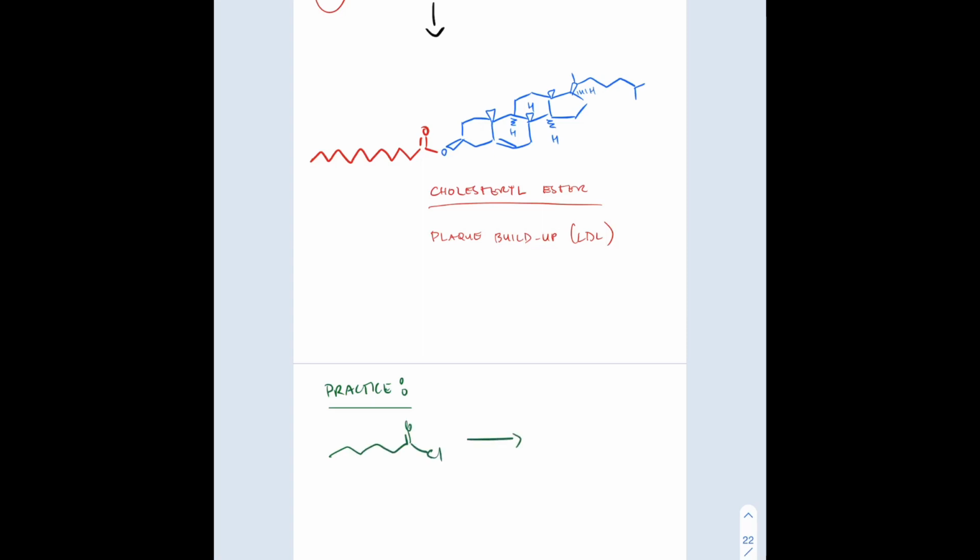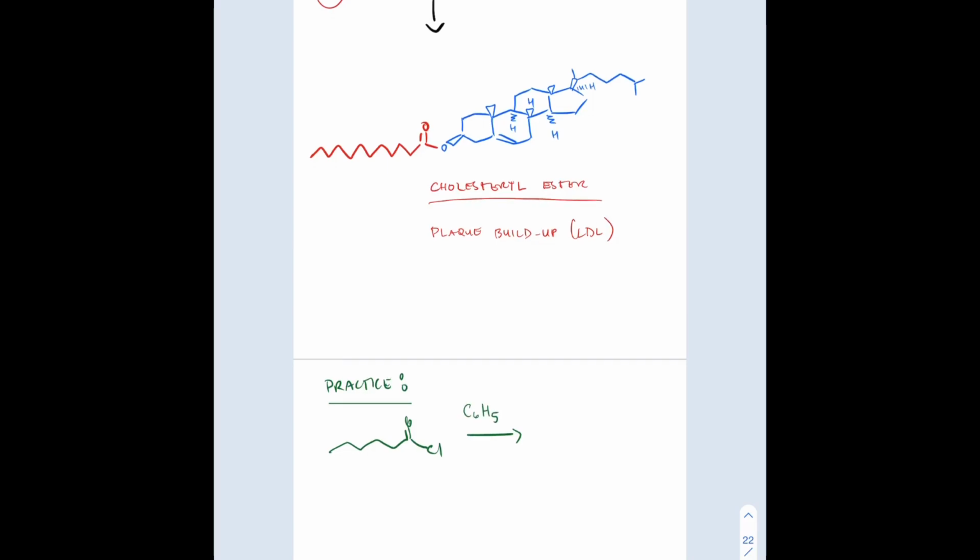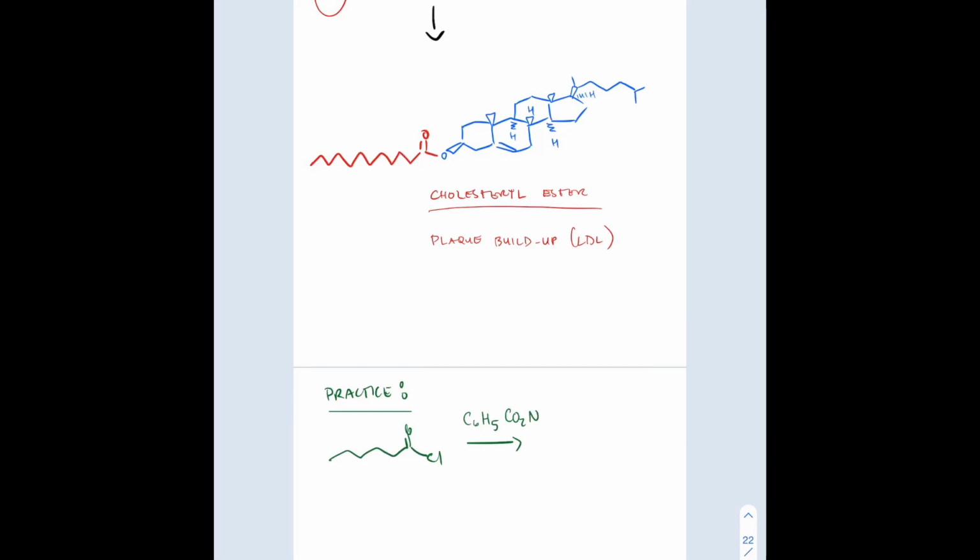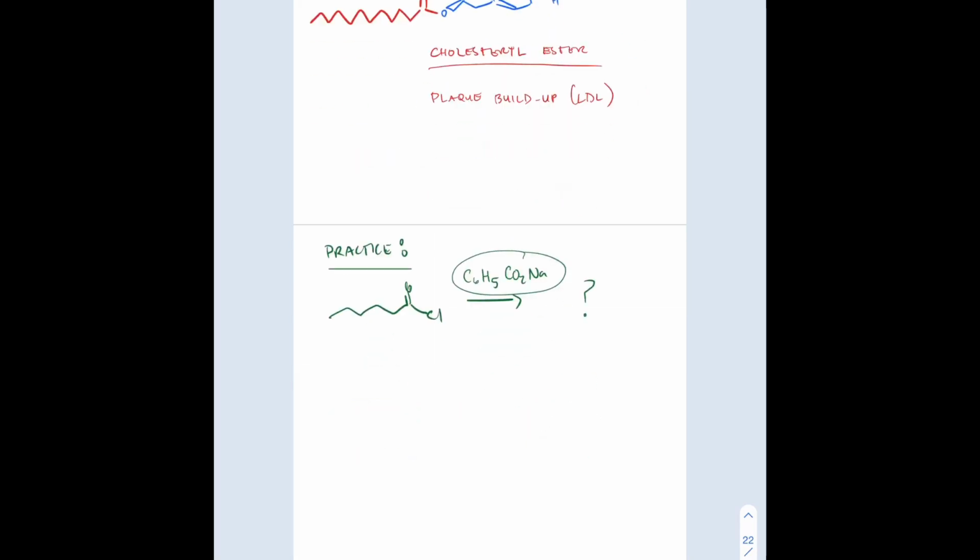So we have an acid chloride, and we have C6H5CO2Na. What we need to know is that the reagent on top of the reaction arrow is a carboxylate ion with a sodium countercation. That is the nucleophile that can attack the carbonyl of the acid chloride.